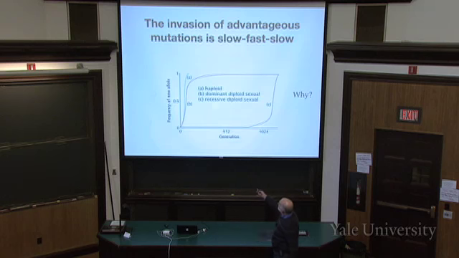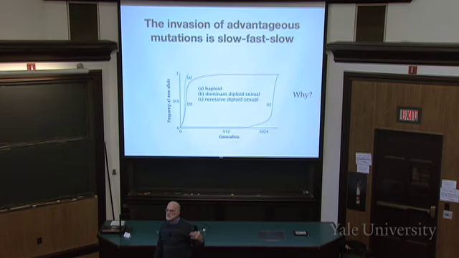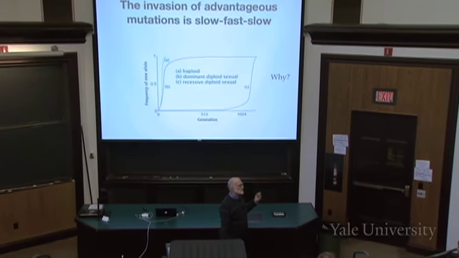Recessive diploid, I think that you now see why that would be the slowest. If we have an advantageous recessive gene, it gets slowed down by the fact that when it's in the heterozygote, its effects are being covered up by the other allele.